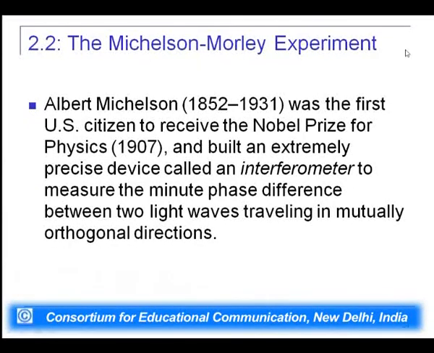What was the Michelson-Morley experiment, and when was it defined? Albert Michelson, from 1852 to 1931, got the Nobel Prize in 1907 for his experiment. He built an extremely precise device called the interferometer, which uses the interference pattern to measure the minute phase difference between two light waves travelling in mutually orthogonal directions, and it also demonstrated the wave nature of light.